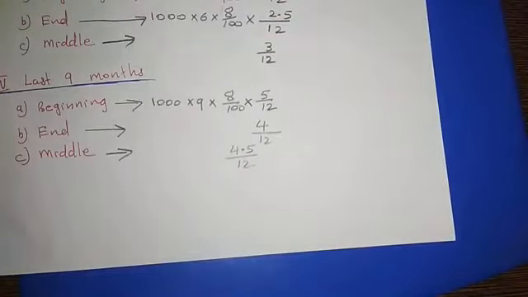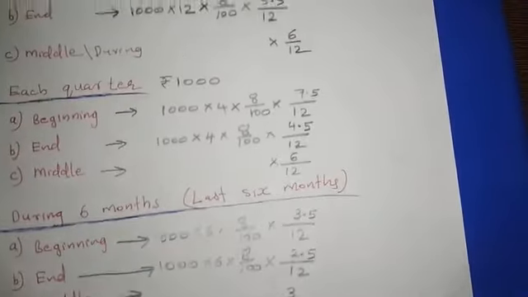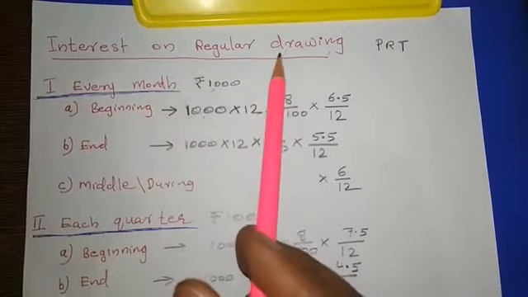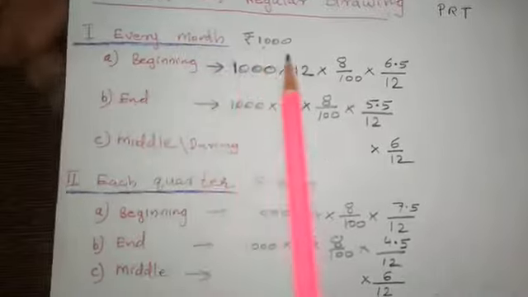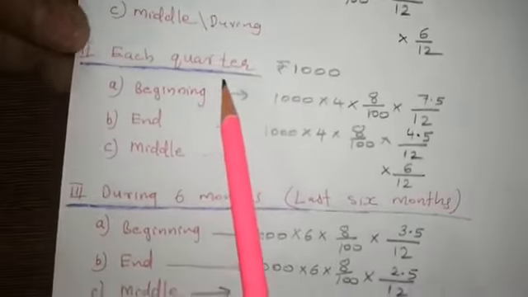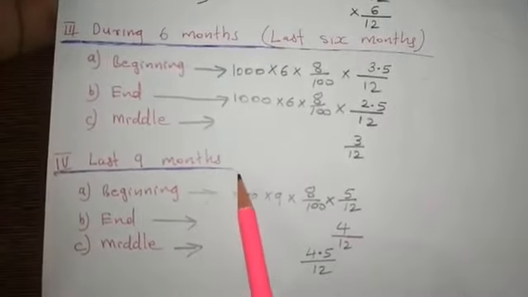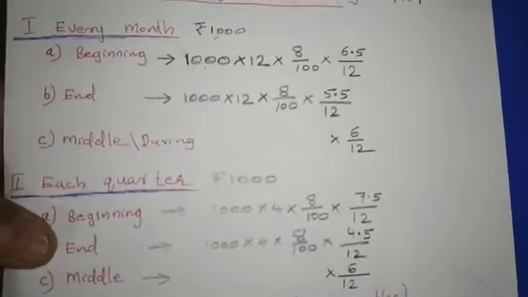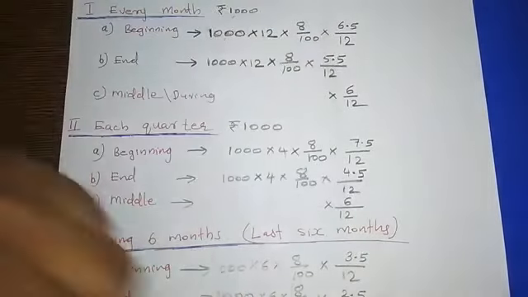So in today's class, I took one important part, that is calculation of interest on drawings if the drawing is made regularly. Here 4 cases are there. Every month the drawing is there, every quarter the drawing is there, in the last 6 months every month the drawing is there, in the last 9 months every month the drawing is there. Then these are the calculations. Okay, and how this average month is coming is given in the textbook, that you can also refer.